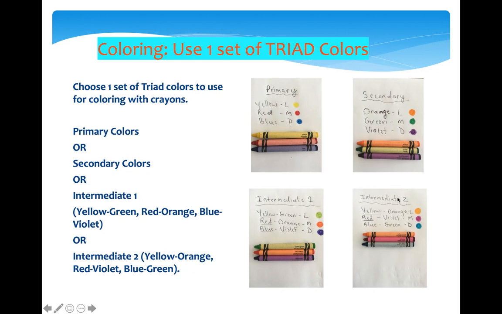I've got a picture for you. I've got them in order from light, medium to dark for you, and I have their names. This is an or. It's primary or secondary colors, or intermediate one, or intermediate two. 3 colors only, and that is important.